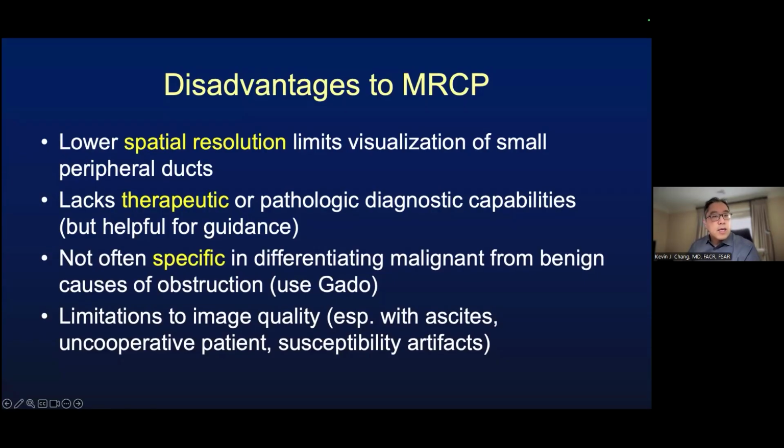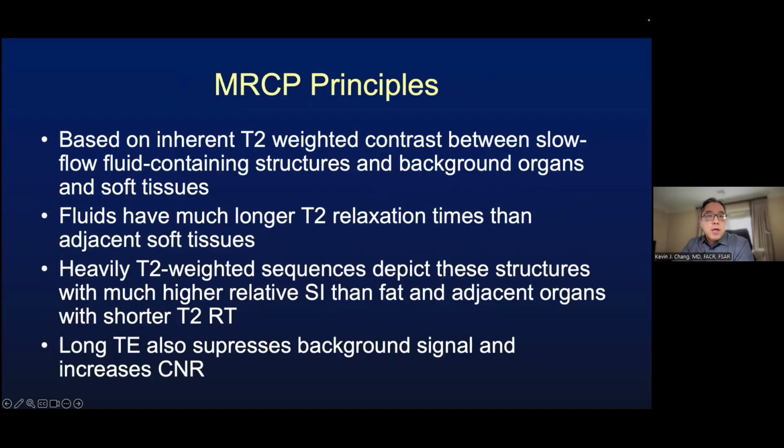There are also other limitations that can reduce your image quality, especially in patients with large volumes of fluid in the abdomen, like in ascites, or in patients that have difficulty with cooperation and breath holding. And then there are a variety of susceptibility artifacts as well that can limit visualization of the ducts. So, basic principles behind MRCP. Basically, the imaging is based on the inherent T2-weighted contrast between slow flow fluid-containing structures versus the background organs and soft tissues.